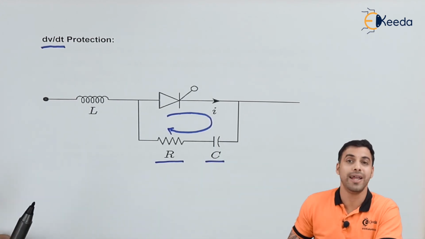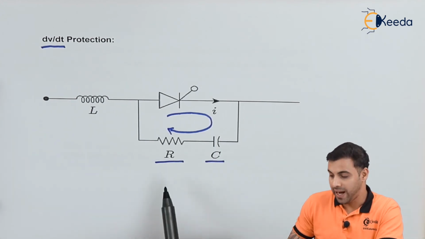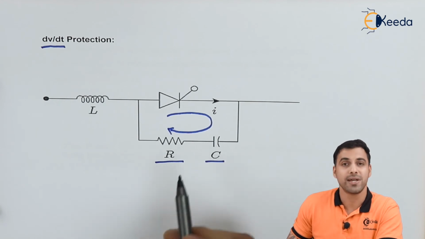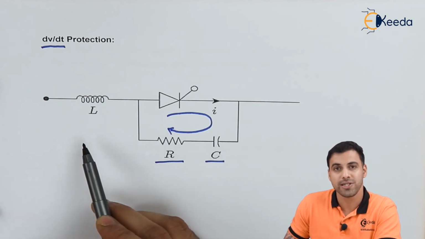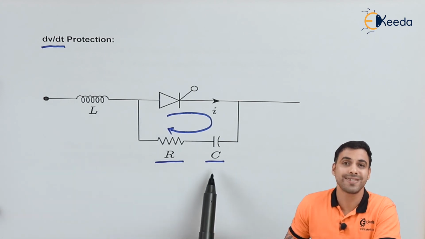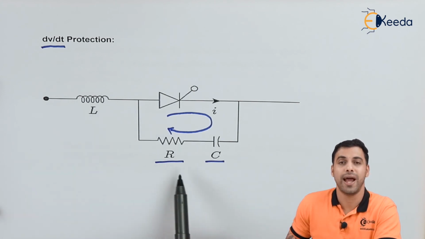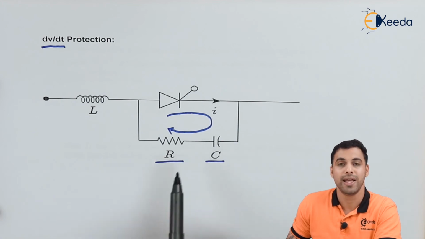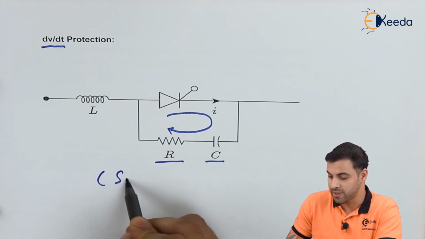So this is called dV by dt protection, and the circuit which consists of a di by dt protection, which is an inductor in series, and an RC circuit, or a resistance and a capacitance in parallel, is called a snubber circuit.